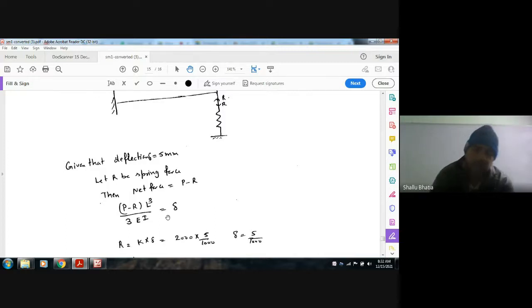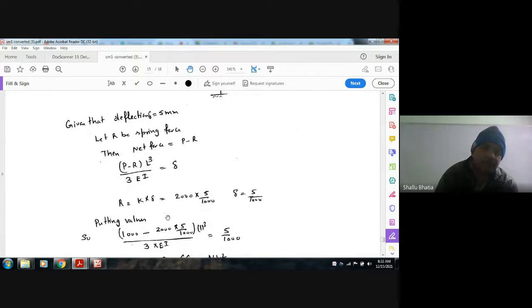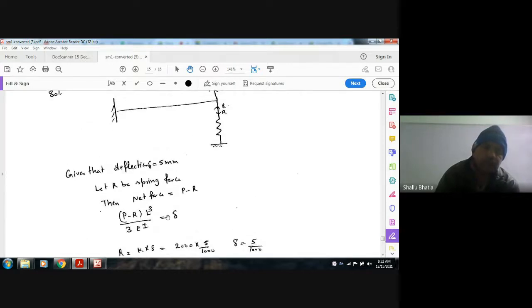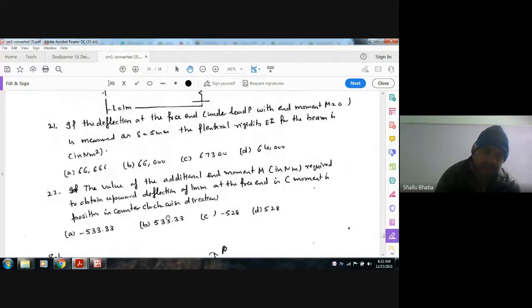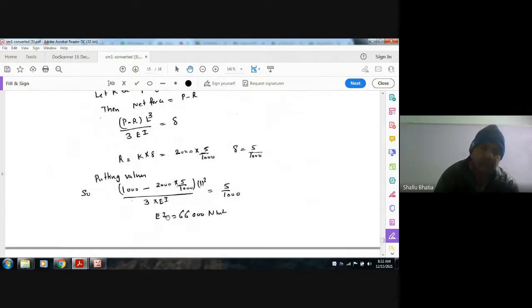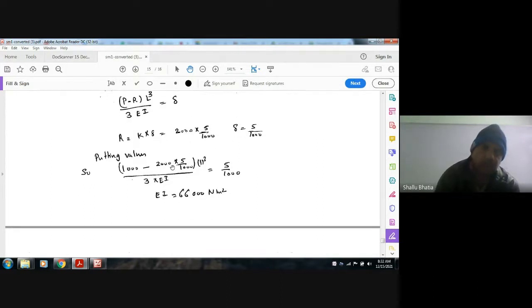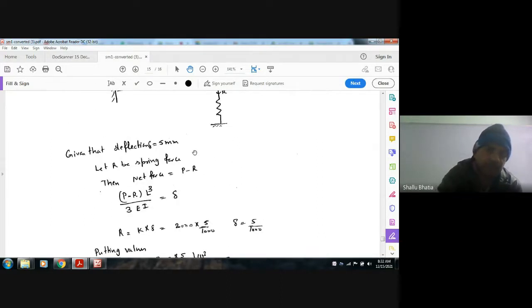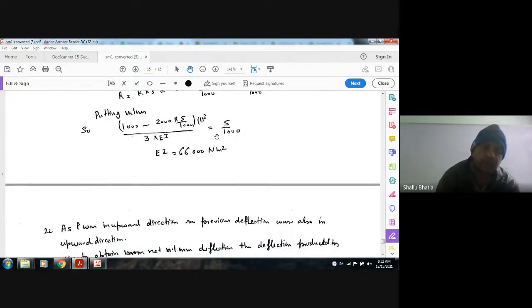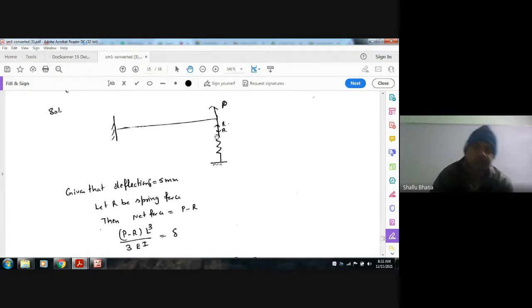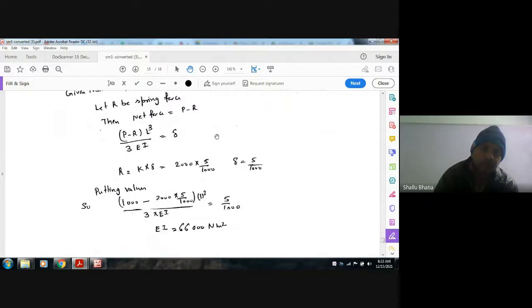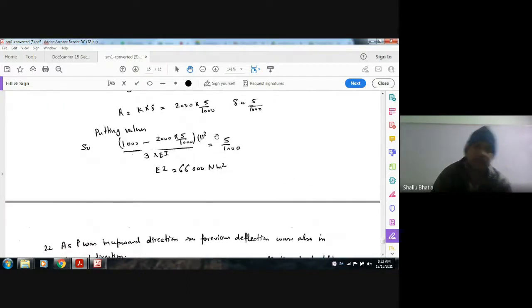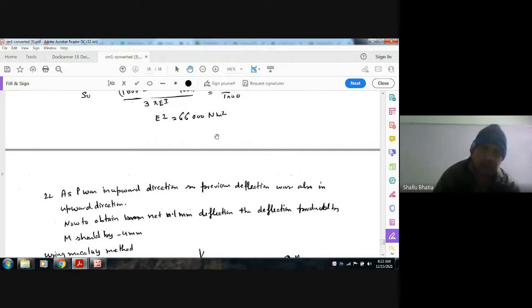Now R is K delta. K is the stiffness, and the deflection of the spring is given as 5 mm. So we can have R as 2000 times 5 mm. Now putting this value of delta as 5, because the extension is equal to that deflection, and P equal to 1000, we can have R, and EI is equal to 66000 Newton meter square.